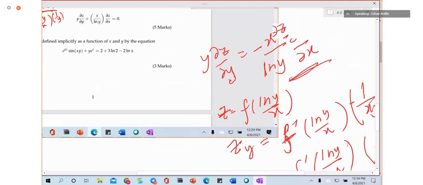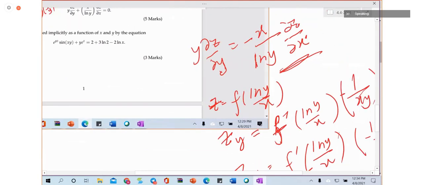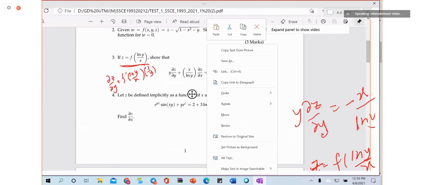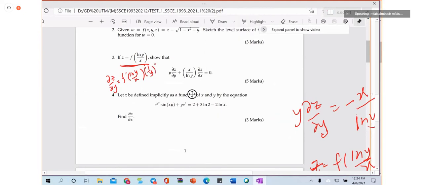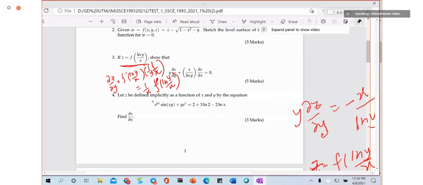Okay, del z del y. Differentiate inside. You differentiate ln y, right? But 1 over x is a constant, so you have to carry it. That's why I have 1 over xy f prime of ln y. Understand? Yes. Okay. Others okay?